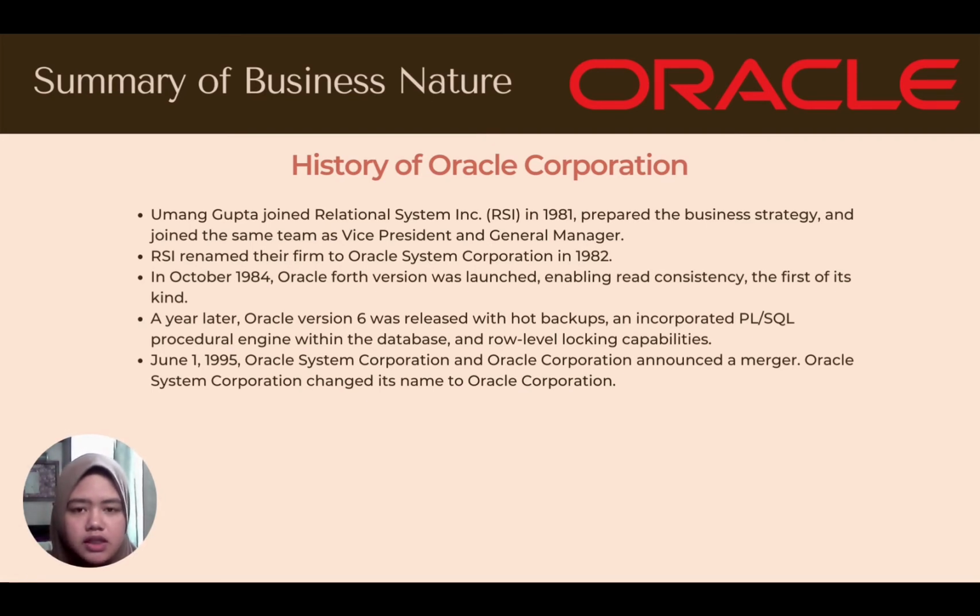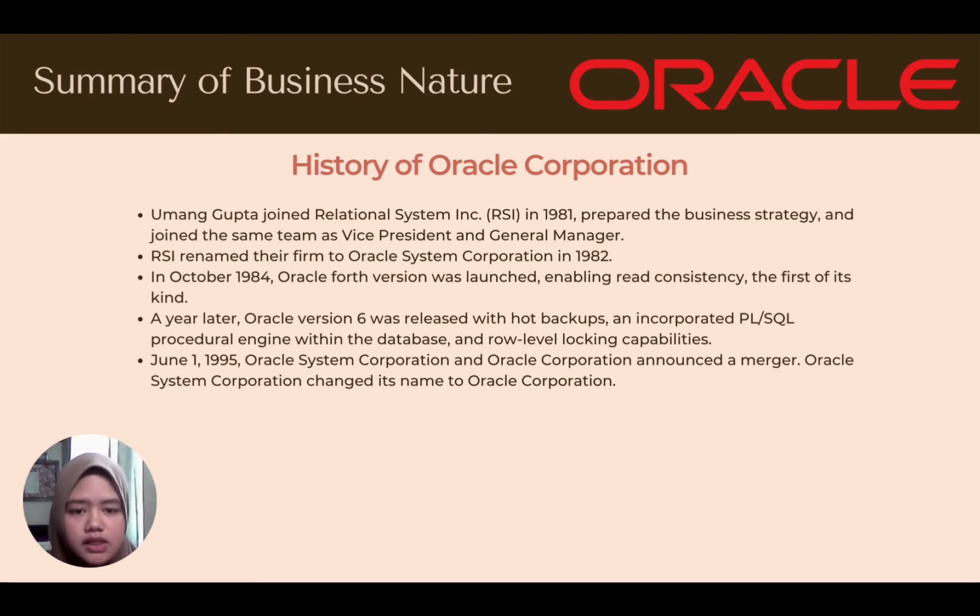Soon later, in October 1984, Oracle's fourth version was launched, enabling read consistency, the first of its kind. UNIX-based Oracle applications were debuted in 1987, and a year later, Oracle version 6 was released with hardware cloud and incorporated SQL procedure engine within the database and row-level locking capabilities.